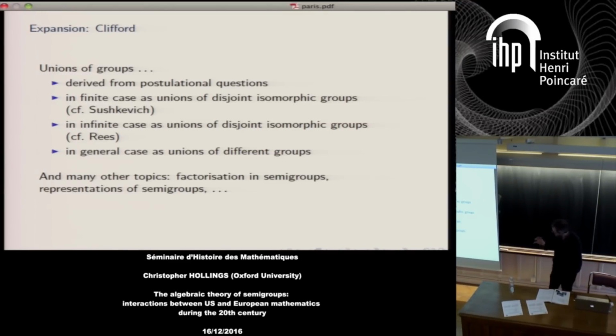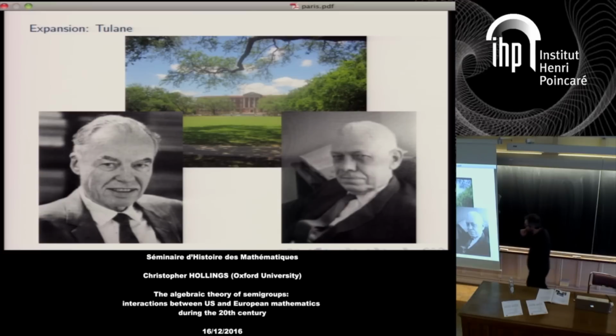So Clifford became very well established in the United States after the war. He moved to Tulane University in New Orleans, and he began to publish lots of papers on semigroups. He supervised students. He was the co-author of the first textbook on the algebraic theory of semigroups. And also in Tulane, we have Alexander Wallace, who is Clifford's counterpart, but on the topological side of the theory that I haven't been talking about. So between them, they made Tulane a center for this kind of work.